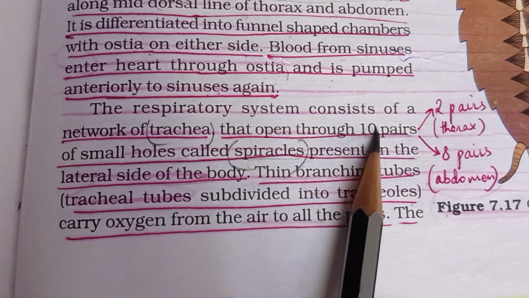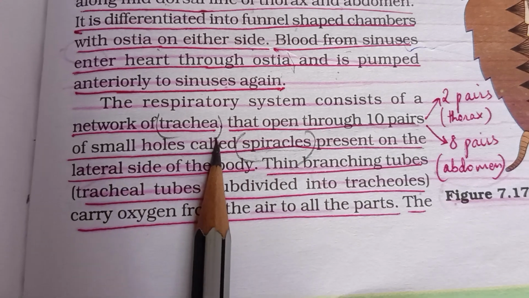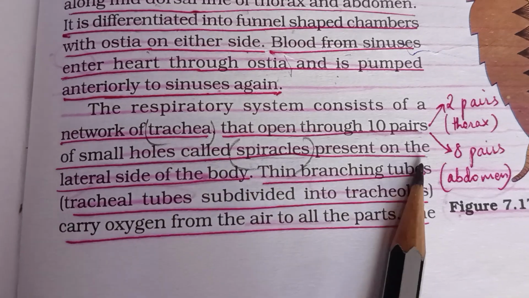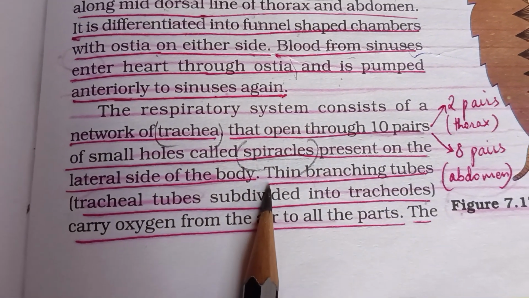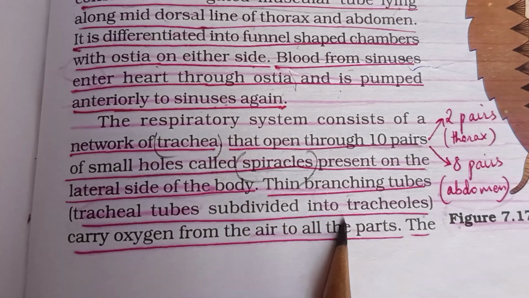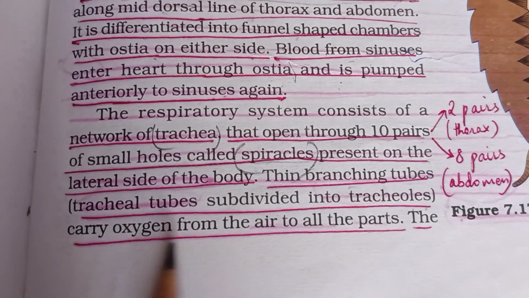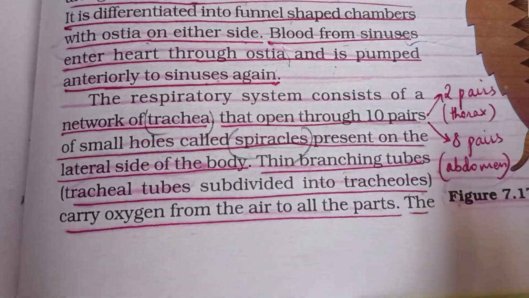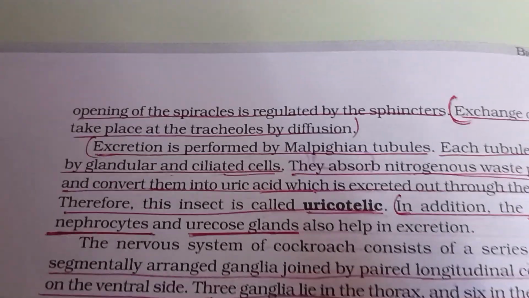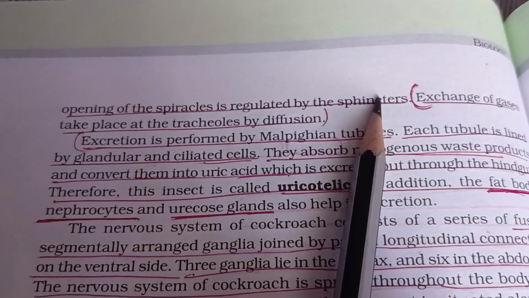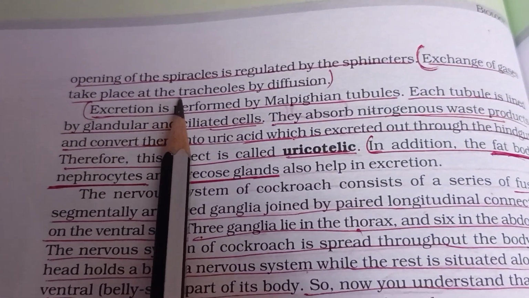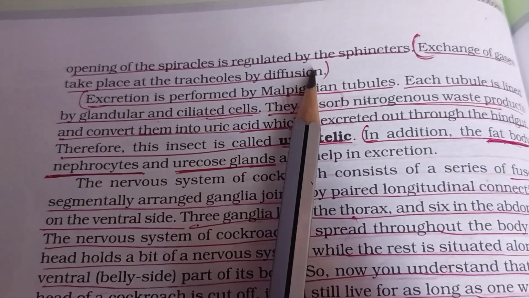The respiratory system consists of a network of trachea that open through 10 pairs of small holes called spiracles, present on the lateral side of the body. Thin branching tracheal tubes, subdivided into tracheoles, carry oxygen from the air to all the parts. The opening of the spiracles is regulated by sphincters. Exchange of gases takes place at the tracheoles by diffusion.